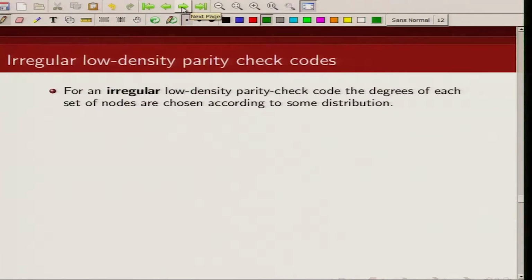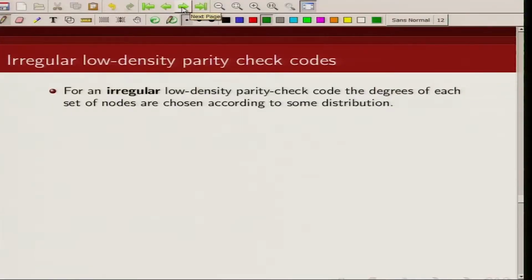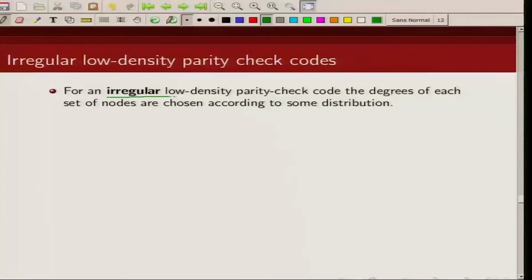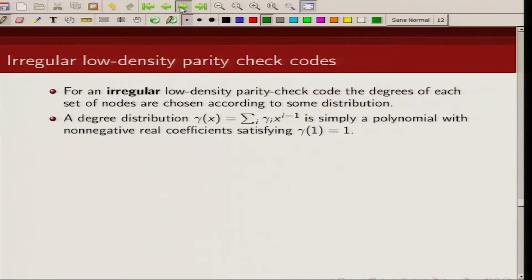Now, let us talk about what an irregular LDPC code is. In an irregular LDPC code, as opposed to a regular LDPC code, the number of ones in each column and the number of ones in each row are different. So, we will have to specify the node distribution, the column node distribution as well as the row node distribution. For an irregular LDPC code, we define the distribution of column nodes as well as row nodes according to some distribution. So, what is the degree distribution?